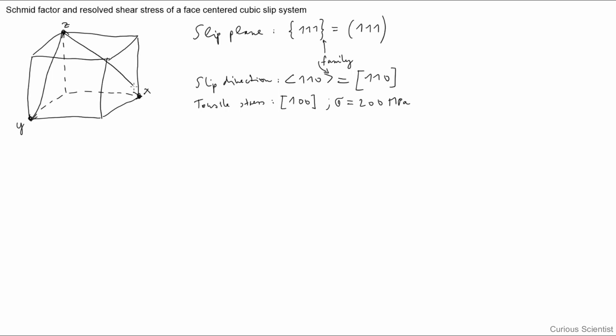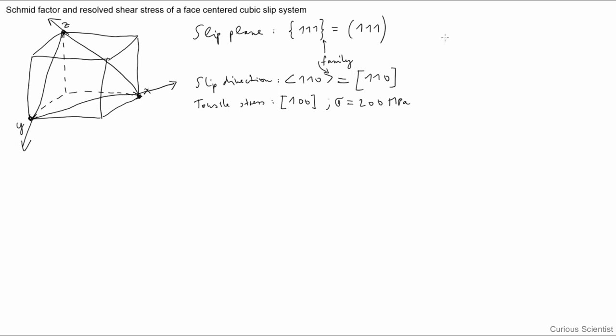So basically this triangle is our slip plane, and in this triangle we have three directions, which are the slip directions. One is in this direction, one is in this direction, and the other is in this direction. So we have one slip plane, three directions. In total, the FCC structure has four slip planes, and each slip plane has three directions. So in total, that's how you get the 12 independent slip systems.